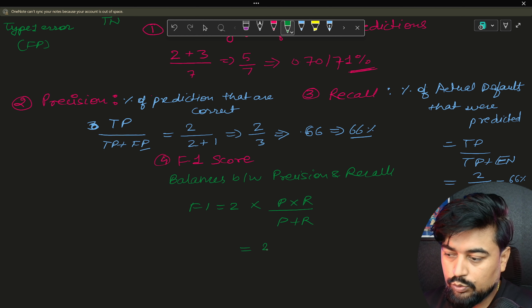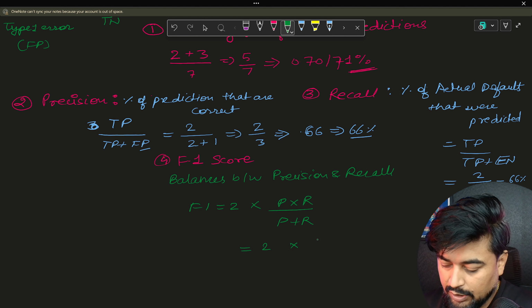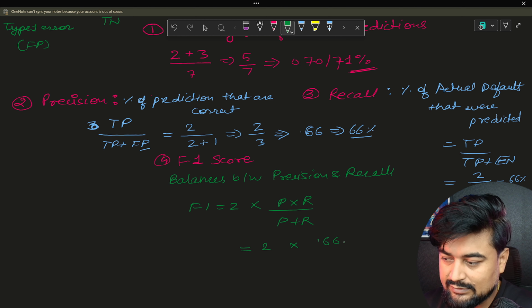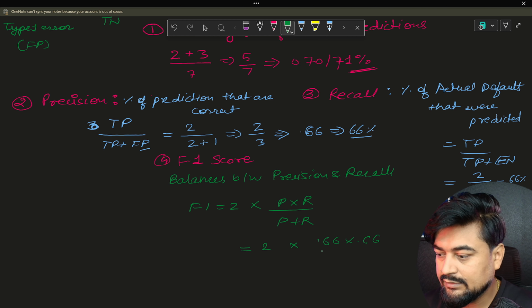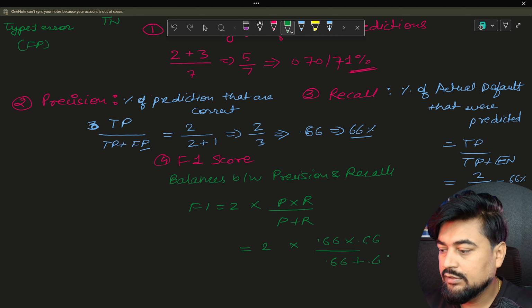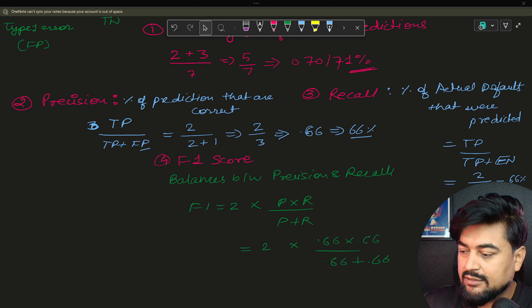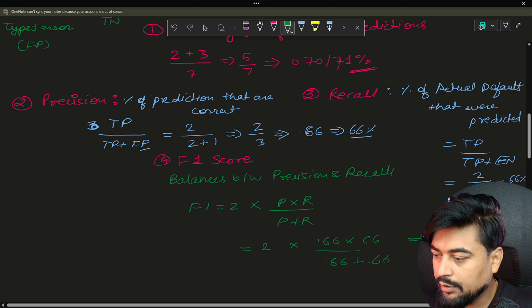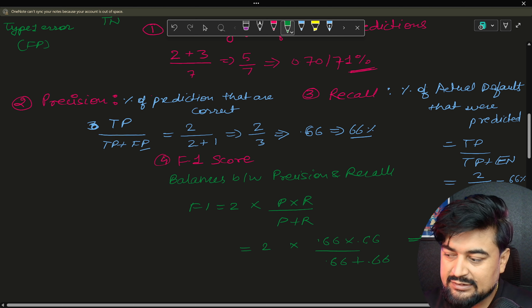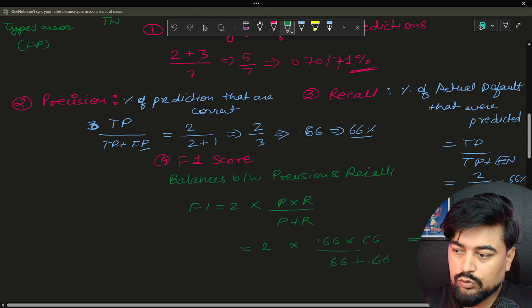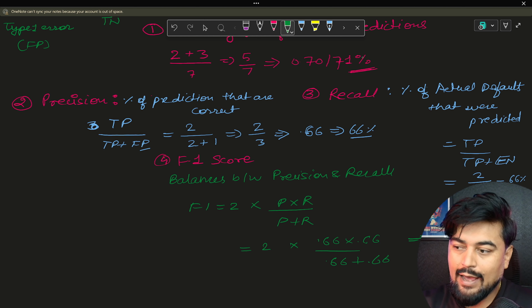So what we will do: 2 multiplied by precision. What is the value of precision? You can say 0.66 multiplied by 0.66, again divided by 0.66 plus 0.66. If you calculate this value, it is again going to come somewhere around 66%. I'm taking a round off, guys. Now you can see the values.